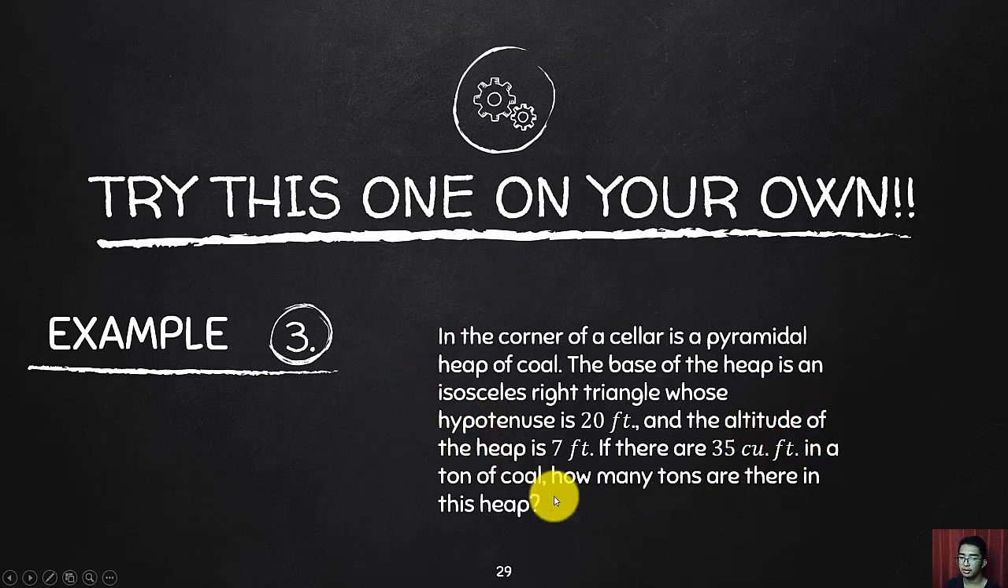So you try to draw this first. Imagine the scenario: in the corner of a wall, if you stack coals there, they form, according to this problem, a pyramidal heap of coal. Okay, so ideally, try to solve this one for my class.